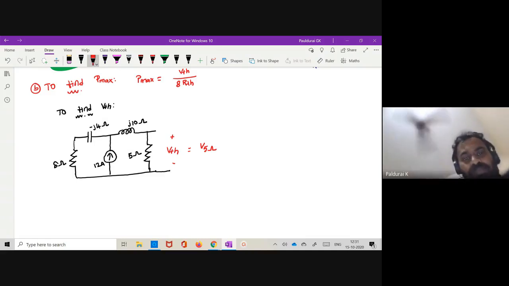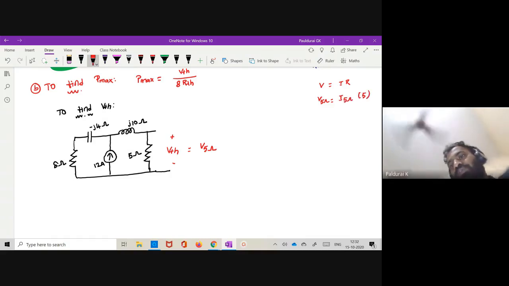Actually, the current which is flowing through the 5 ohm, that you want to calculate. Then you multiply that by the resistance. That will give you the voltage across the 5 ohm, V equal to I times R. So what is V across the 5 ohm? It is I through the 5 ohm times R, where R is 5. So 5 times I through the 5 ohm.